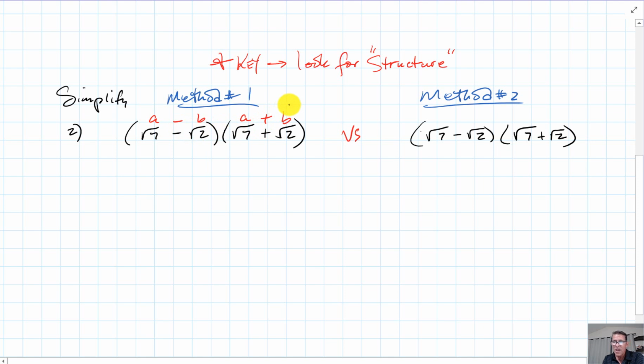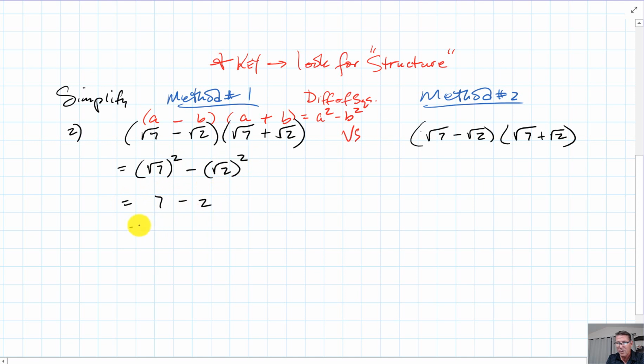Whenever you have a difference times a sum like this, it's always equal to a squared minus b squared, which is called a difference of squares. So that is one way to handle it. That's method 1, the first thing I saw. What I'm going to do is square both and subtract. So this is equal to root 7 squared minus root 2 squared, and that's it. The square of root 7 is 7, the square of root 2 is 2, and you get 5 and you're done.